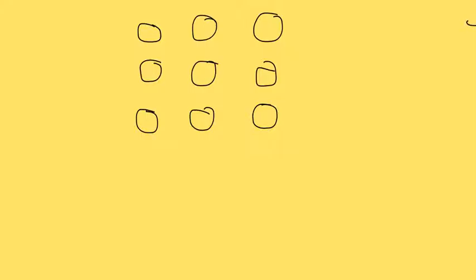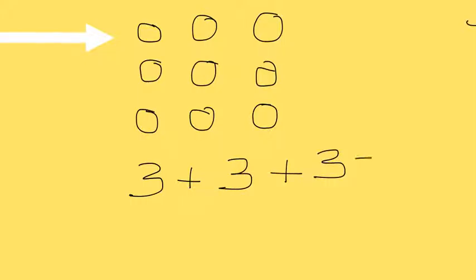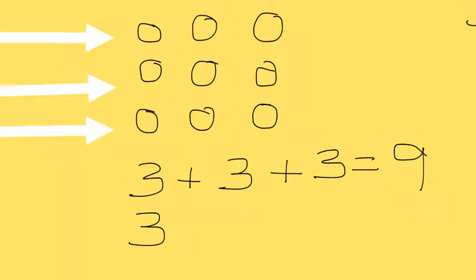I would look at the number of circles in each row. I see 3 in the first row, plus 3 in the second row, plus 3 in the third row. Still equals 9 because we haven't changed the number of circles. To do our multiplication sentence, we would look at these rows again, and we would count how many rows we see. I see 1, 2, 3 rows. So I would use 3 for my first number in my multiplication sentence. 3 rows times 3 circles in each row equals 9.